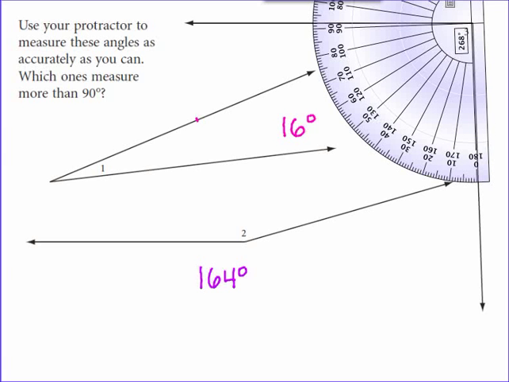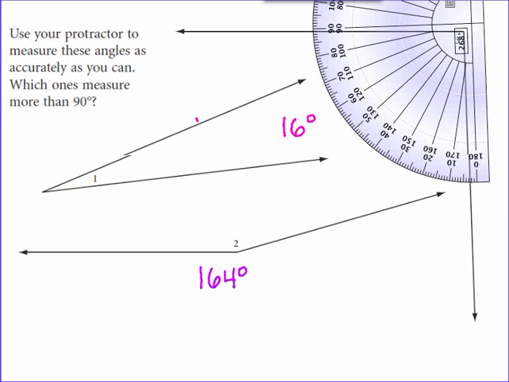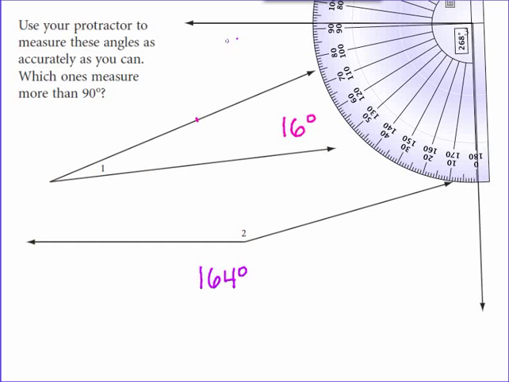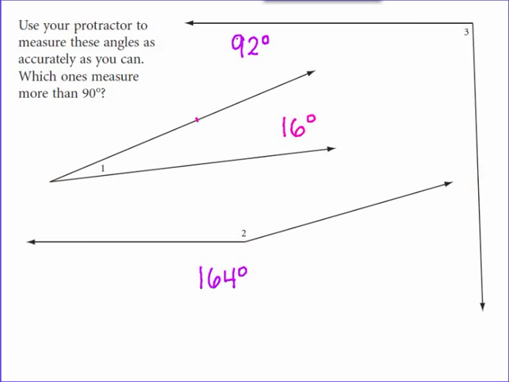In this case, if I use the outer scale, mine looks like it crosses where? I'm using the outer one this time, remember? Here's 0, 10, 20. Yep, so I've got 92. That's one thing to keep in mind: make sure you're using the right scale. So 92 degrees.